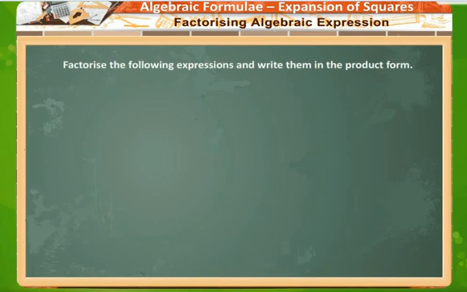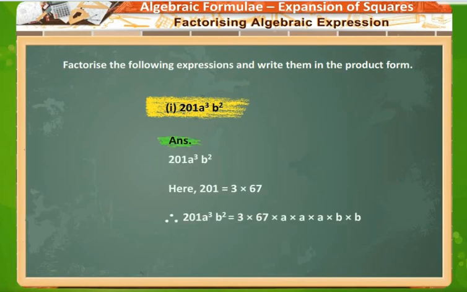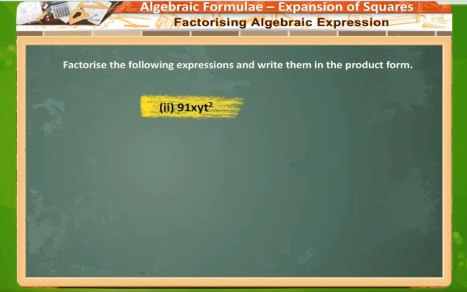Now we will factorize the following expressions and write them in the product form. Product form meaning in the form of factors. 201 a cube into b square. So first we will factorize the coefficient. The coefficient here is 201, which can be written as 3 into 67. 3 is a prime number, 67 is a prime number. A cube will be written a into a into a, and b square will be written b into b. So factorization of 201 a cube b square is 3 into 67, a into a into a, b into b.